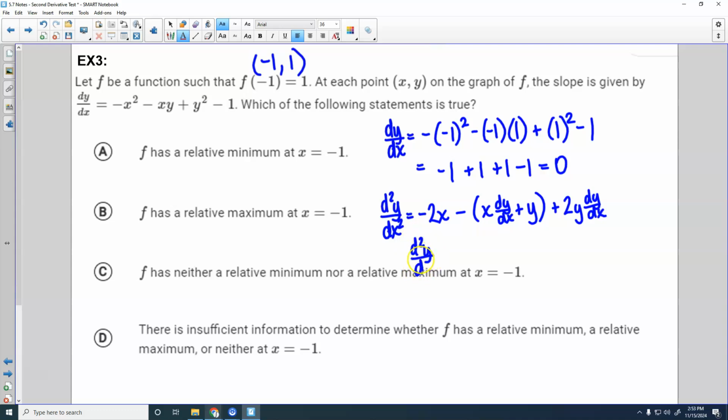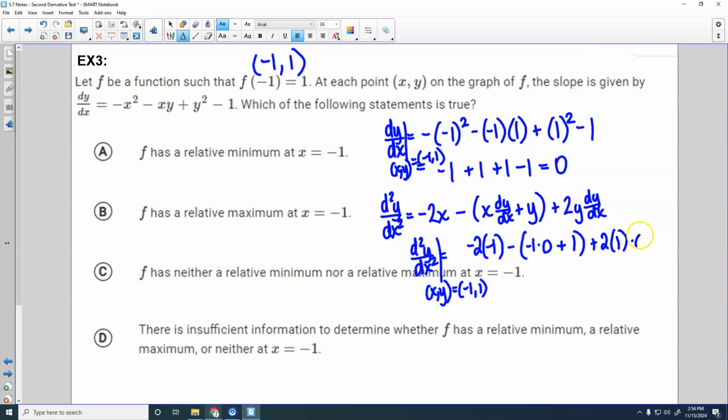We're doing this such that x, y equals -1, 1. And so that will be -2 times -1 minus -1 times, what's dy/dx at that point? It's 0, right? Because we've already found it. We plugged it in. It was 0. I should have put right here such that x, y equals -1, 1. Plus y, which is 1, plus 2 times 1 times 0. So that will be positive 2 minus 1 plus 0, and that will give me a positive 1.